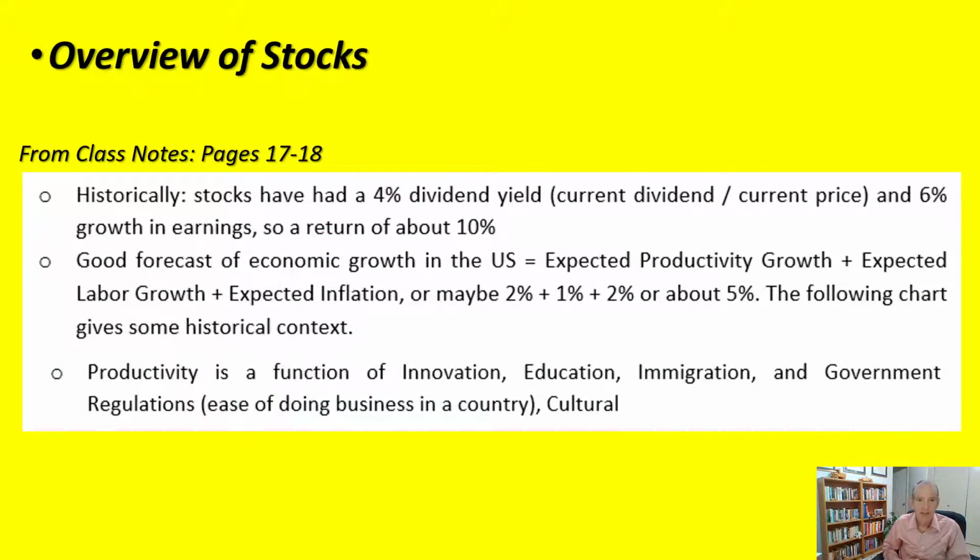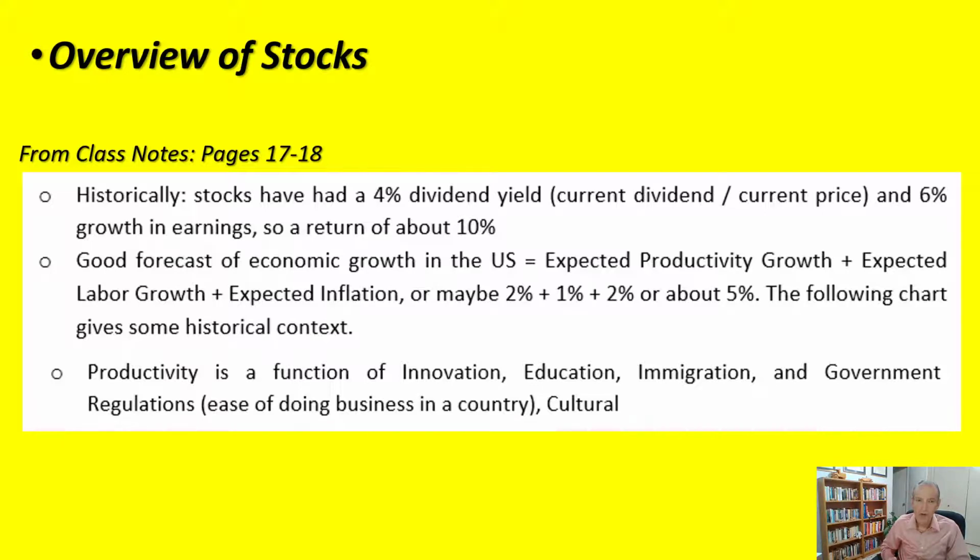Let's continue with stocks. Remember last time with stocks, we said the expected return on stocks is a dividend yield on stocks, which right now on the S&P 500 is about 1.7, 1.8%. And then you add expected earnings growth. Historically, dividend yields on stocks have been about 4%. Earnings growth has been about 6%. So stocks have given us a return of about 10%.